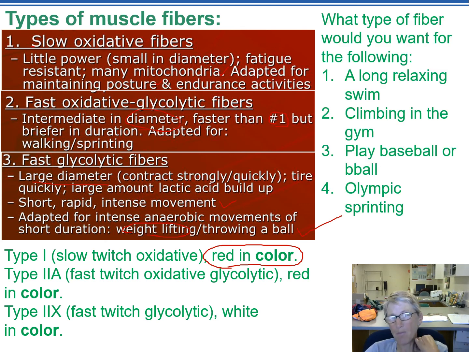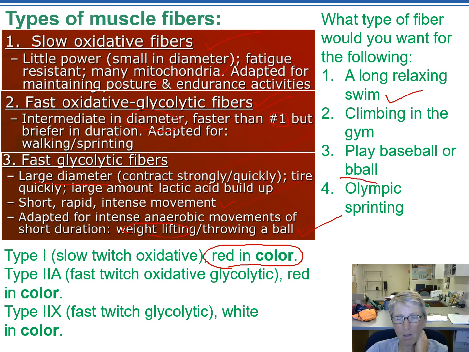So here's a question. What type of muscle fiber would you want for the following? What would you want if you're taking a long, relaxing swim? Well, if you said slow oxidative fiber, you'd be right. What if you're trying to climb in the gym? You need bursts of power, but then climbing could be an hour or 2 hours. So maybe for that you'd want fast oxidative glycolytic fibers. Playing baseball or basketball, maybe again fast oxidative glycolytic.